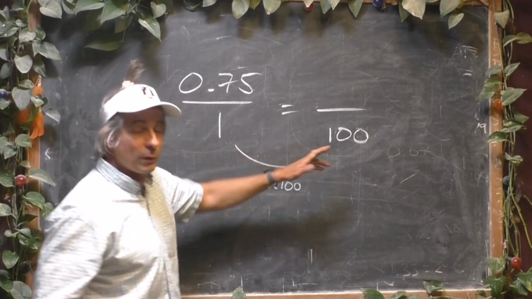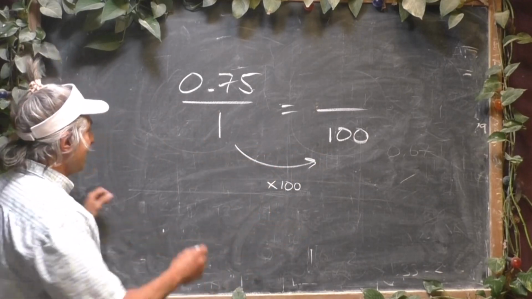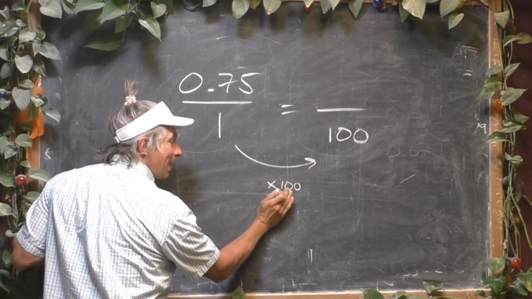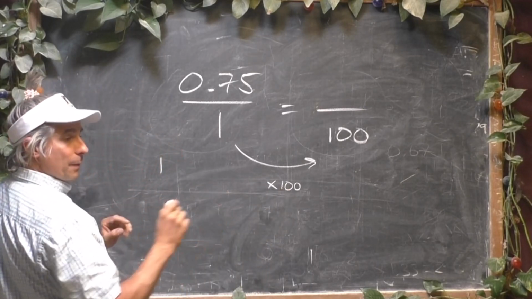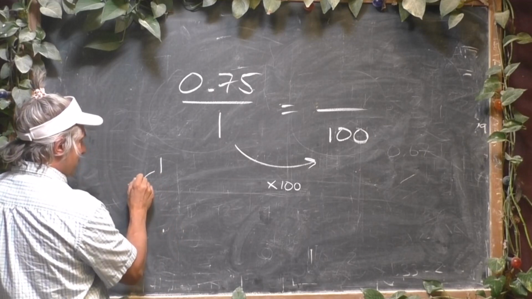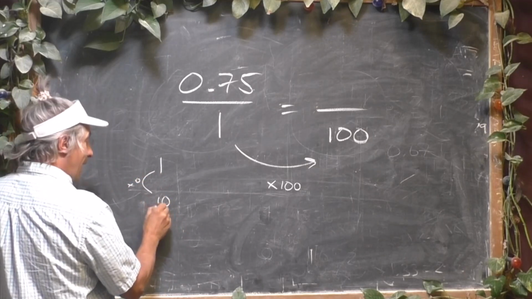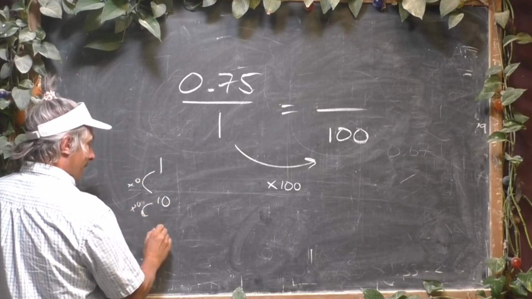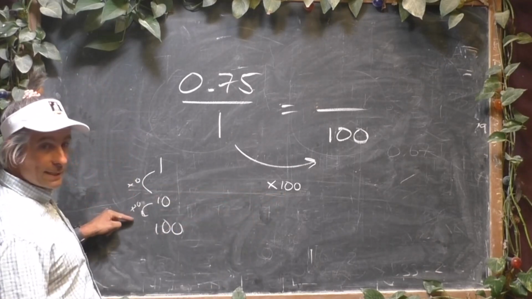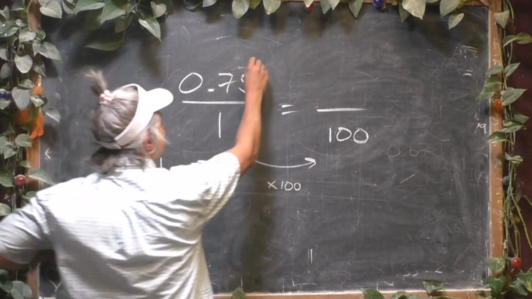Why does that become 100? Well, it seems pretty obvious as to why. You start with 1. Every time you multiply by a power of 10, the decimal moves 1 time more. So 1 times 10 is 10, and then 10 times 10 again is 100. And 100 is just multiplying by 10 twice. Well, that same thing happens up here.